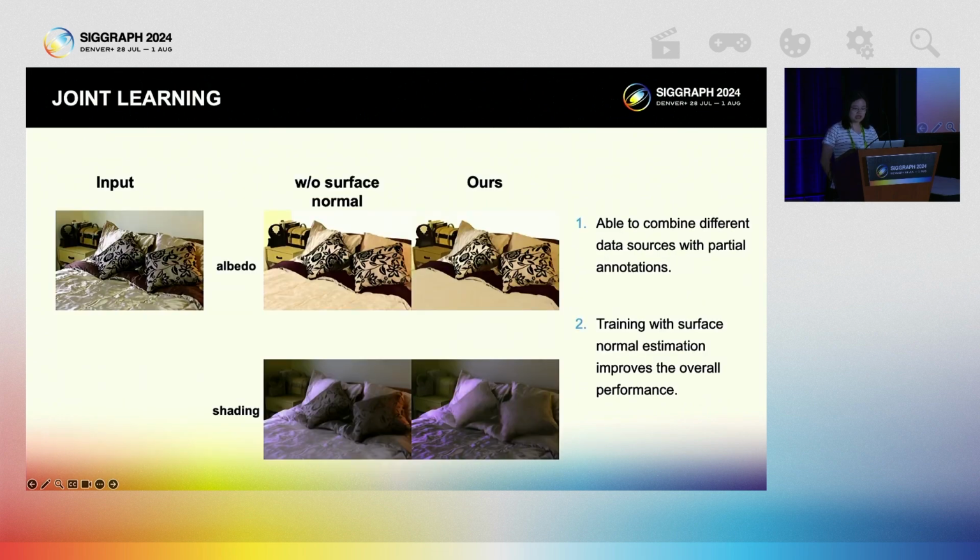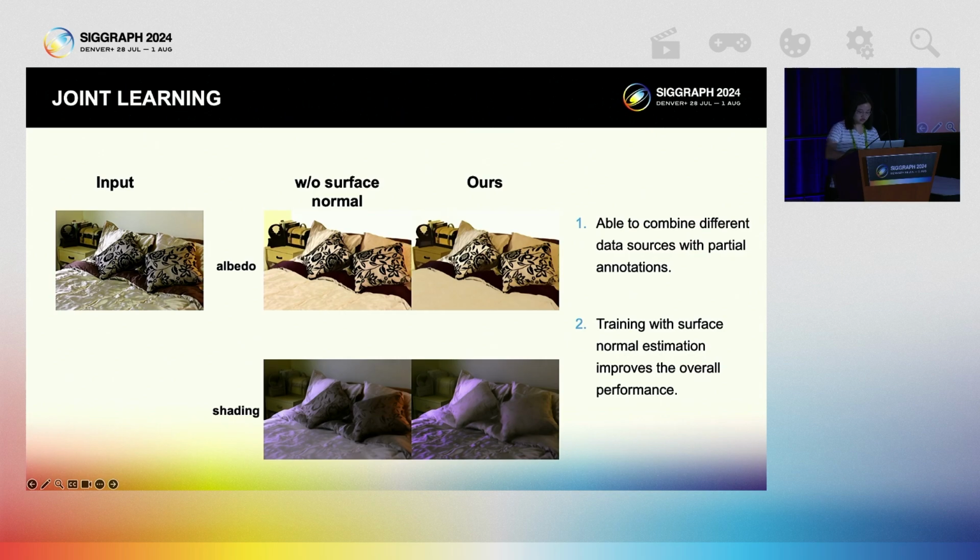We would like to highlight the benefits of our proposed joint learning framework. First, we can combine various data sources with different types of annotations. This means we don't need fully annotated training data. Either one of the ground truth intrinsic layers can be used for training. And second, training with surface normal data improves the overall performance.